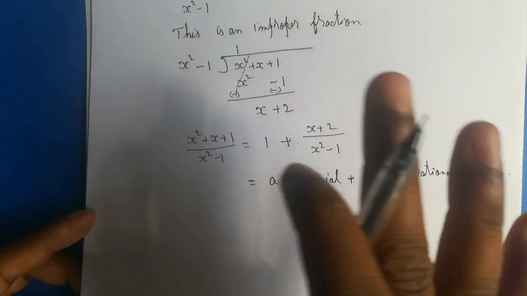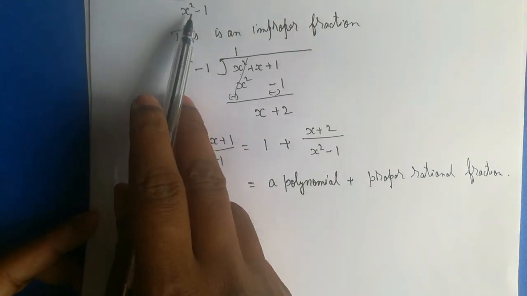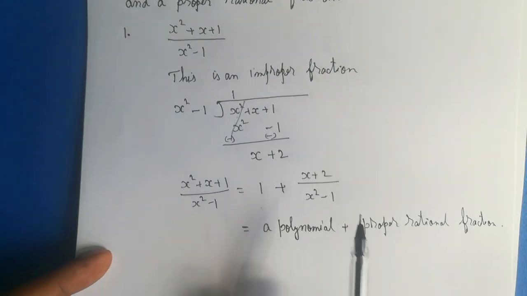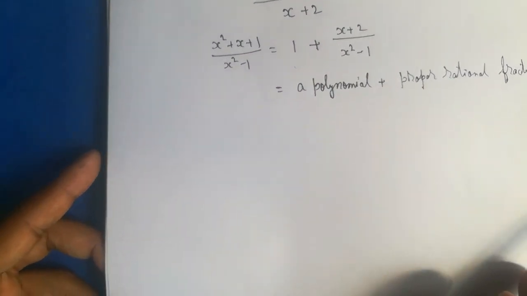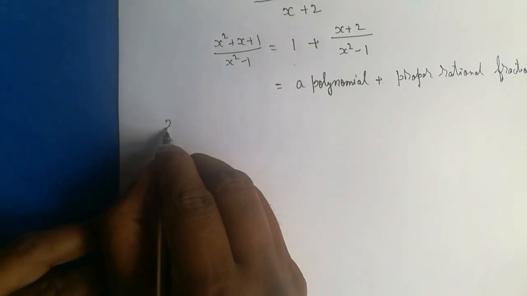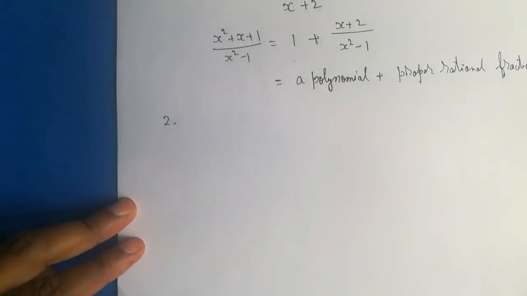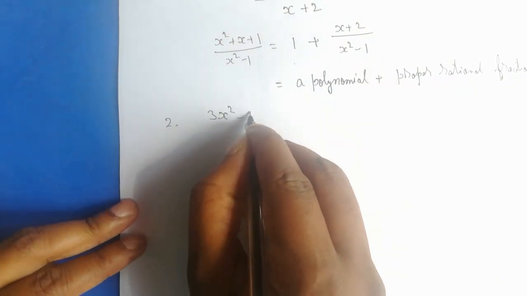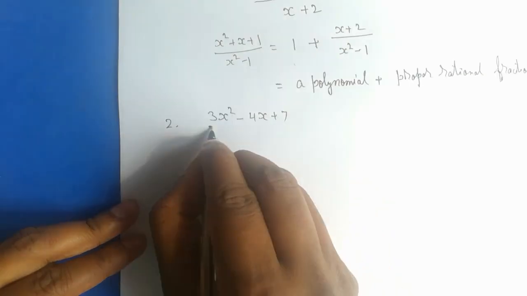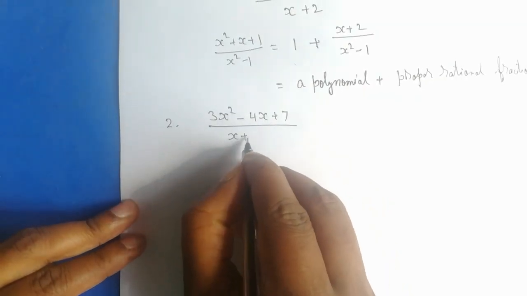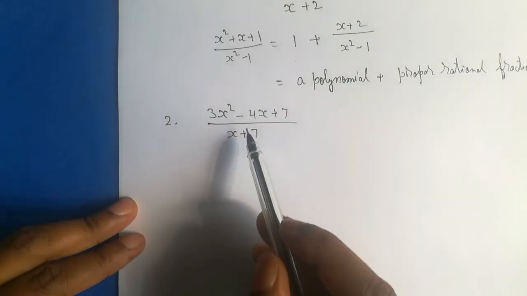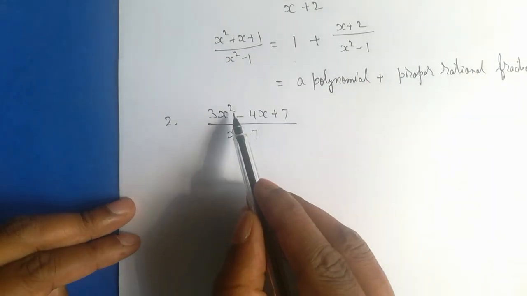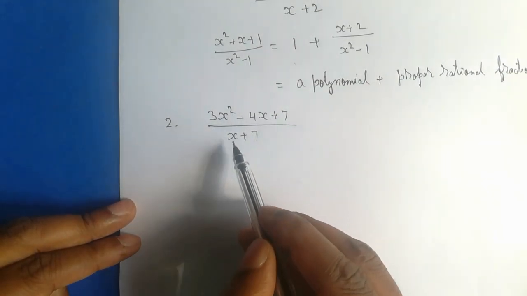So in this exercise, we are going to solve the problem like this. Question will be given. We will convert this as a sum of polynomial and a proper fraction. Second question: 3x square minus 4x plus 7 divided by x plus 7. Check whether this is proper or improper. This is improper fraction because the degree is 2 and the other degree is 1. Improper fraction.